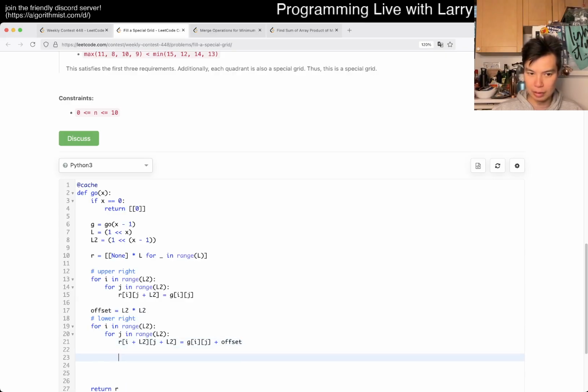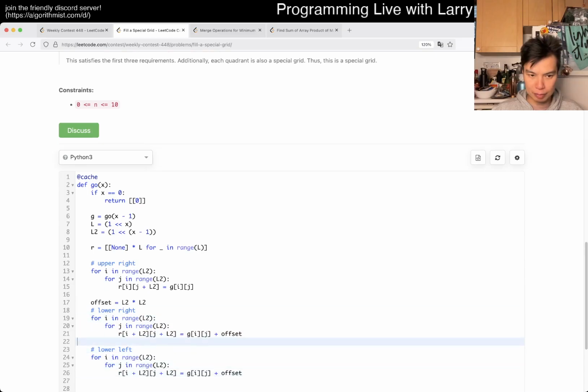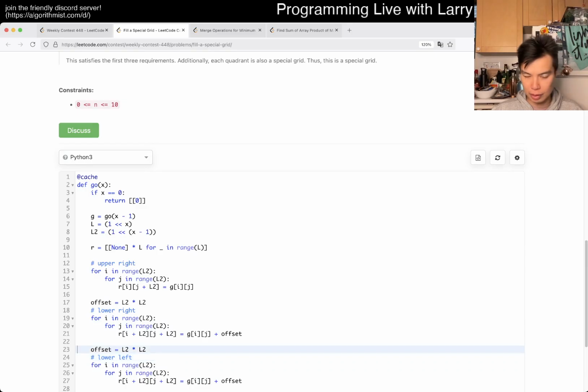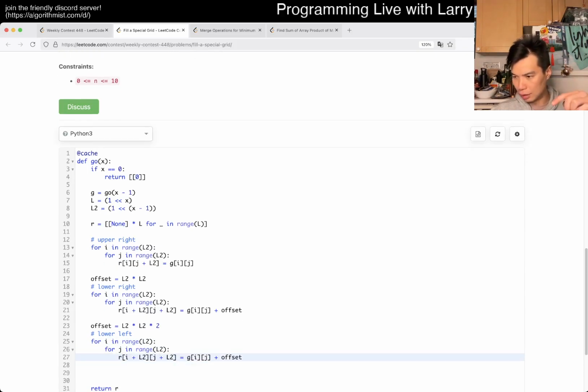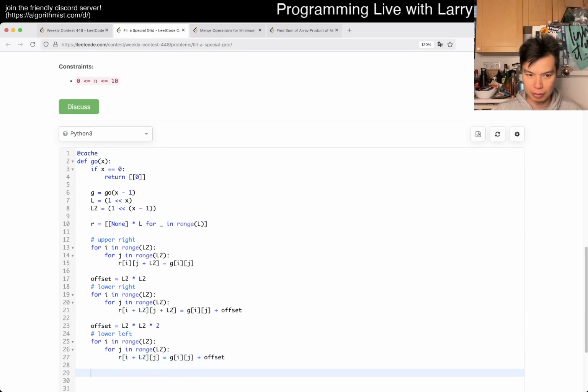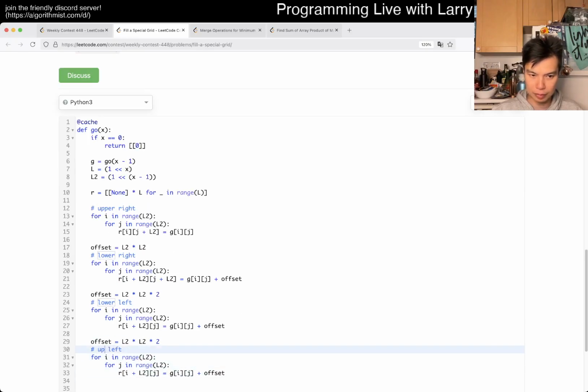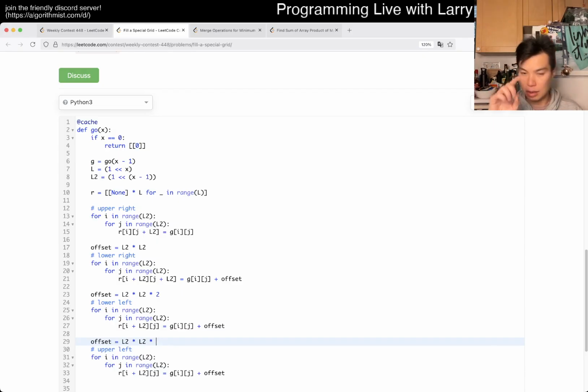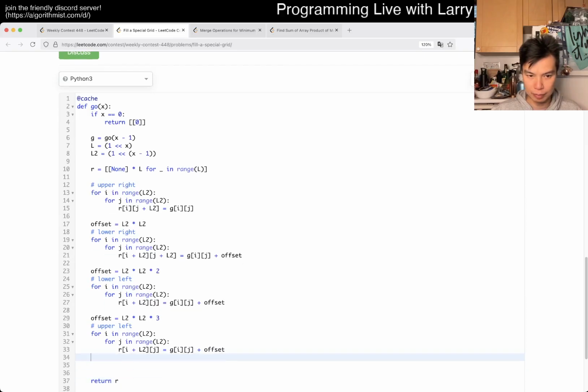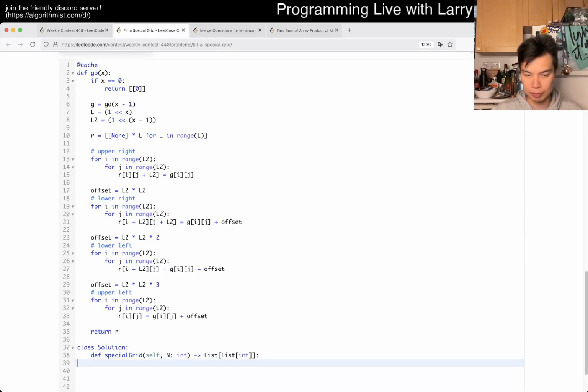Okay, and then lower left, same thing. Offset is going to be this times 2, except for now it's going to be on the row, so okay. And then finally upper left. Yeah, is that right? Okay, I think that's right. This one is just whatever. Okay, right. And then return go and I think that's it.